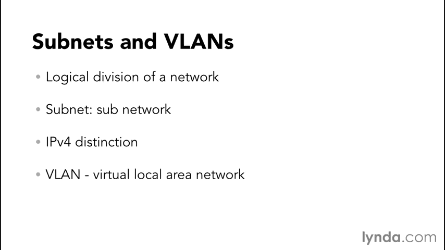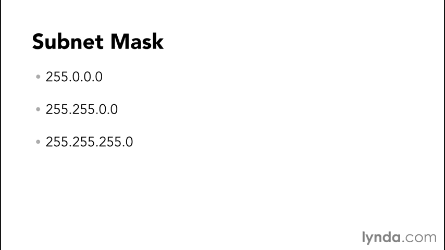VLAN is an acronym. It stands for Virtual Local Area Network, and it is typically going to be handled by a switch. So in talking about subnets, we'll need to talk about a subnet mask. When you see an IP address, another piece of information is often presented, and that is the subnet mask. Lots of different subnet masks are possible, but 3 of them are by far the most common.